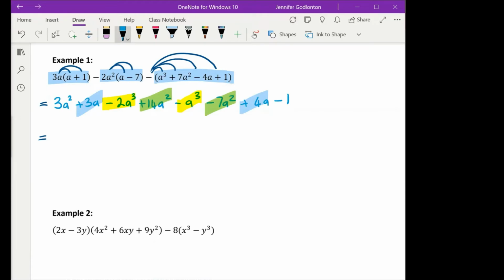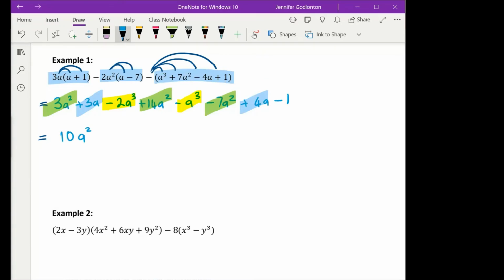Ma'am, the first one is 10a squared. Oh, sorry, I haven't highlighted it. I was like, where is that square coming from? There we go. Okay, so we've got 10a squared. I'm very happy with that. Yes, good. Next.